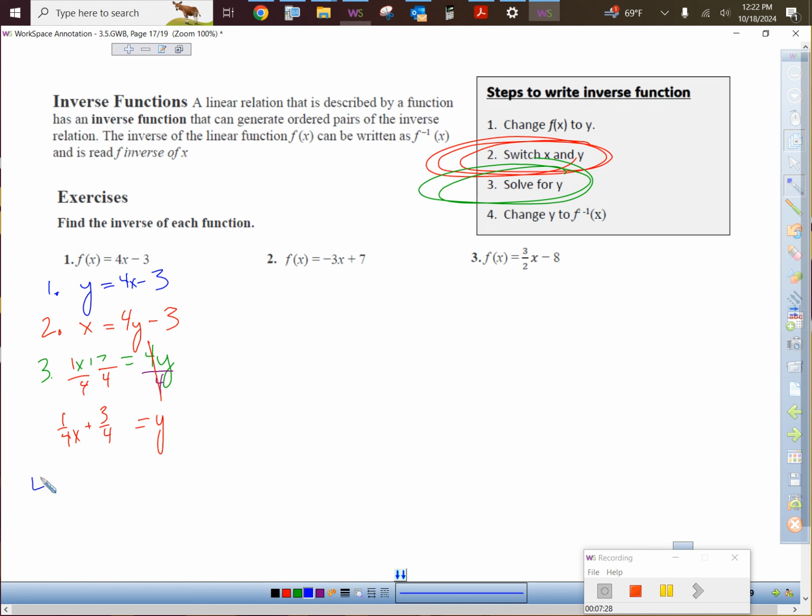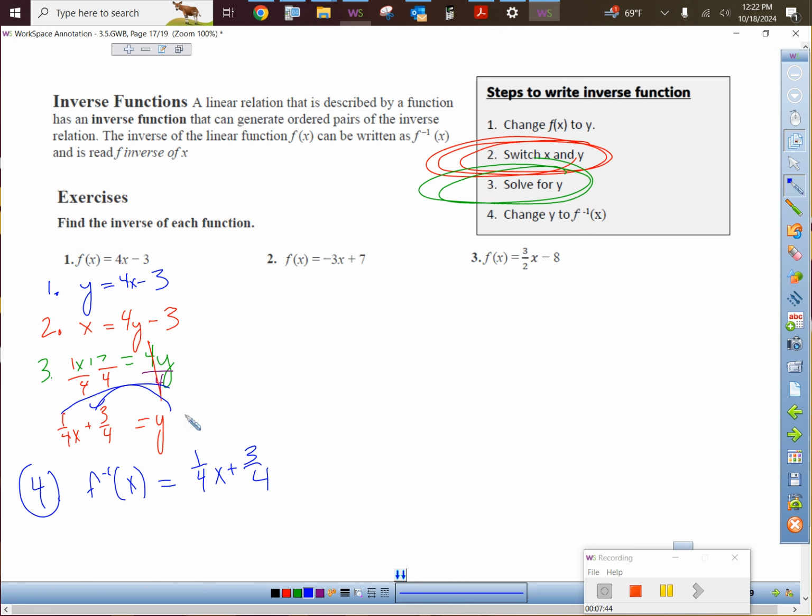And then step 4, we're going to change it back to function notation. But since this is the inverse, we're not going to put f of x. We're going to put f inverse of x. That's that weird little -1 guy right there. And all I'm doing is just switching them from one side to the other. So like this one over here and that one over there. And I change the y to f inverse of x.